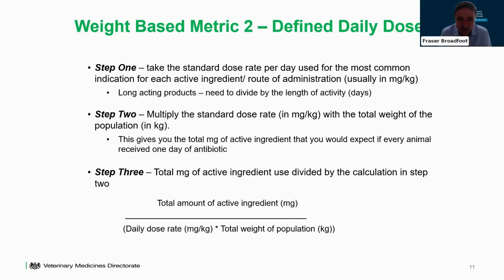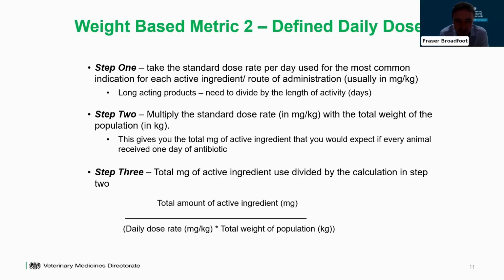But the idea of this daily dose metric is to take into account the fact that products have different dose rates. So effectively, what they want to do is treat every antibiotic the same, so products with high dose rates aren't being overrepresented, and products with low dose rates being underrepresented. So what you do is you have to know the dose rate. So you take the dose rate for every active ingredient and every route of administration. You have to know what is the standard dose rate for that particular species or sector.